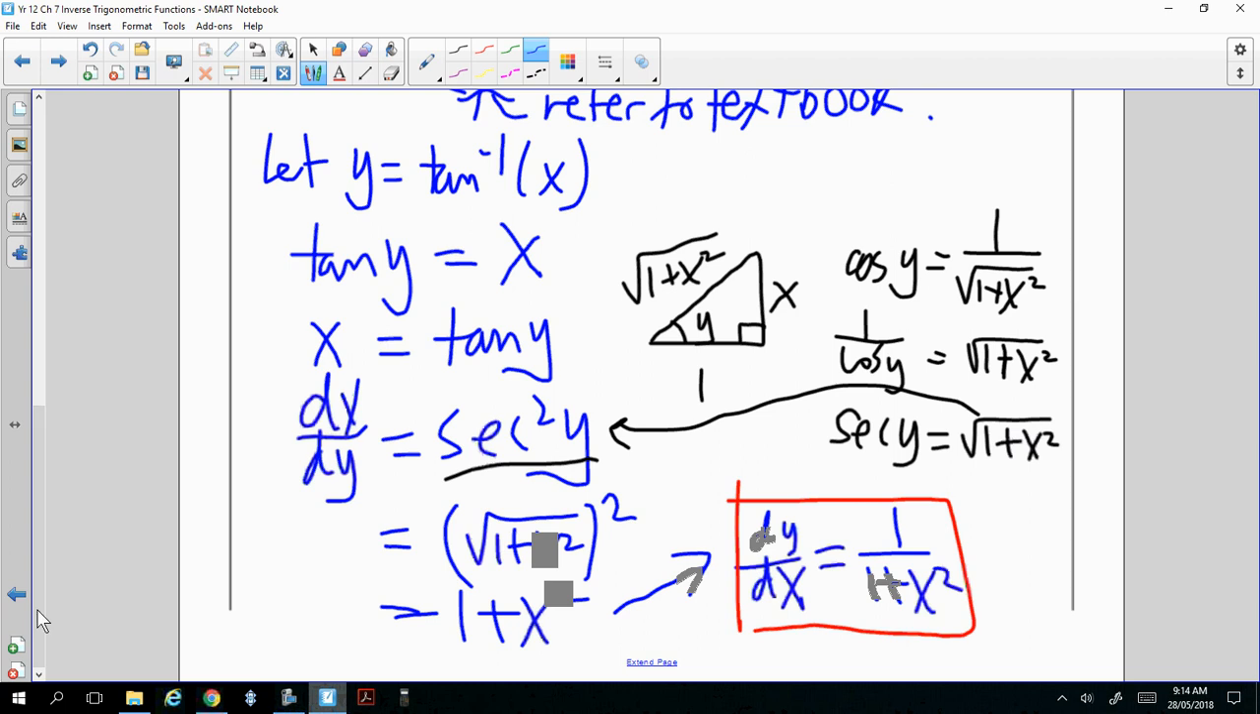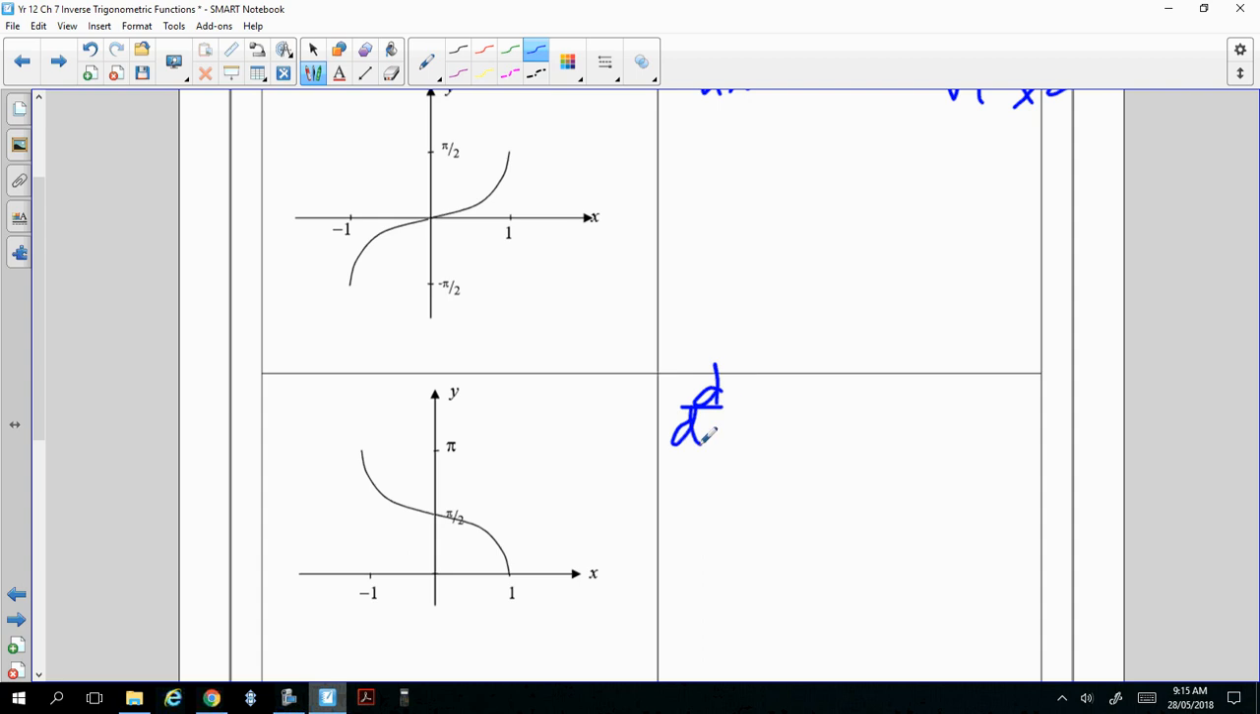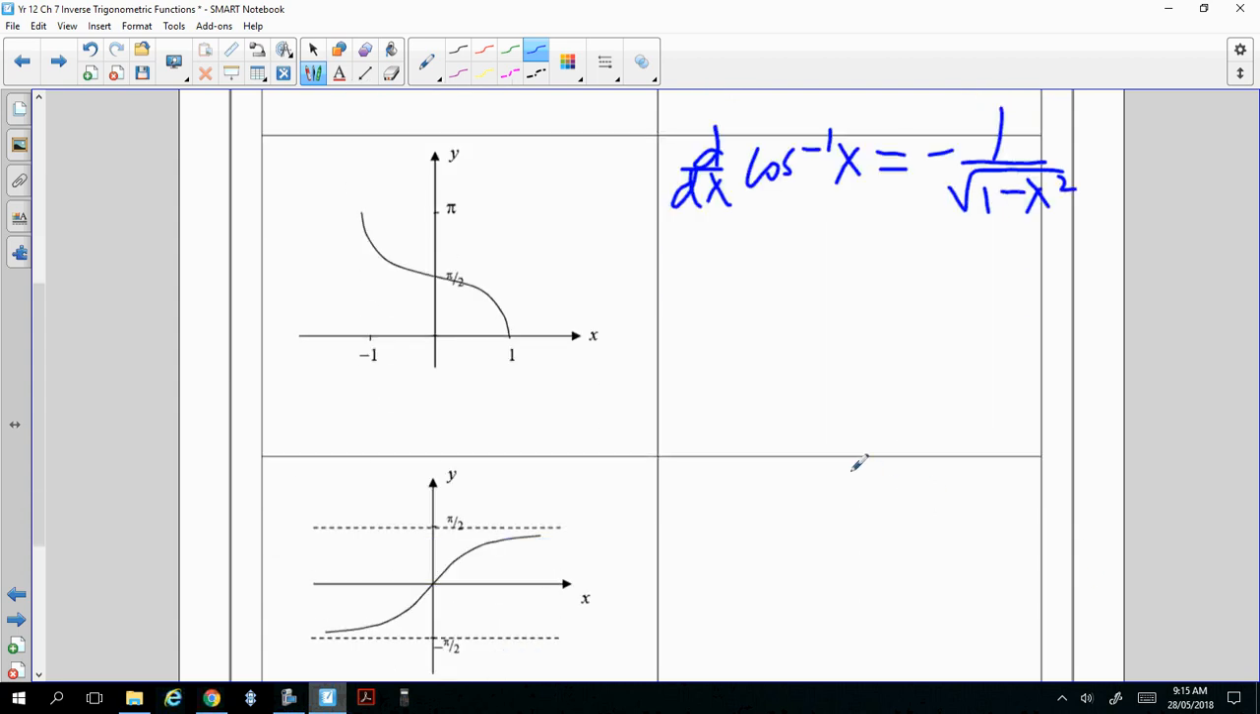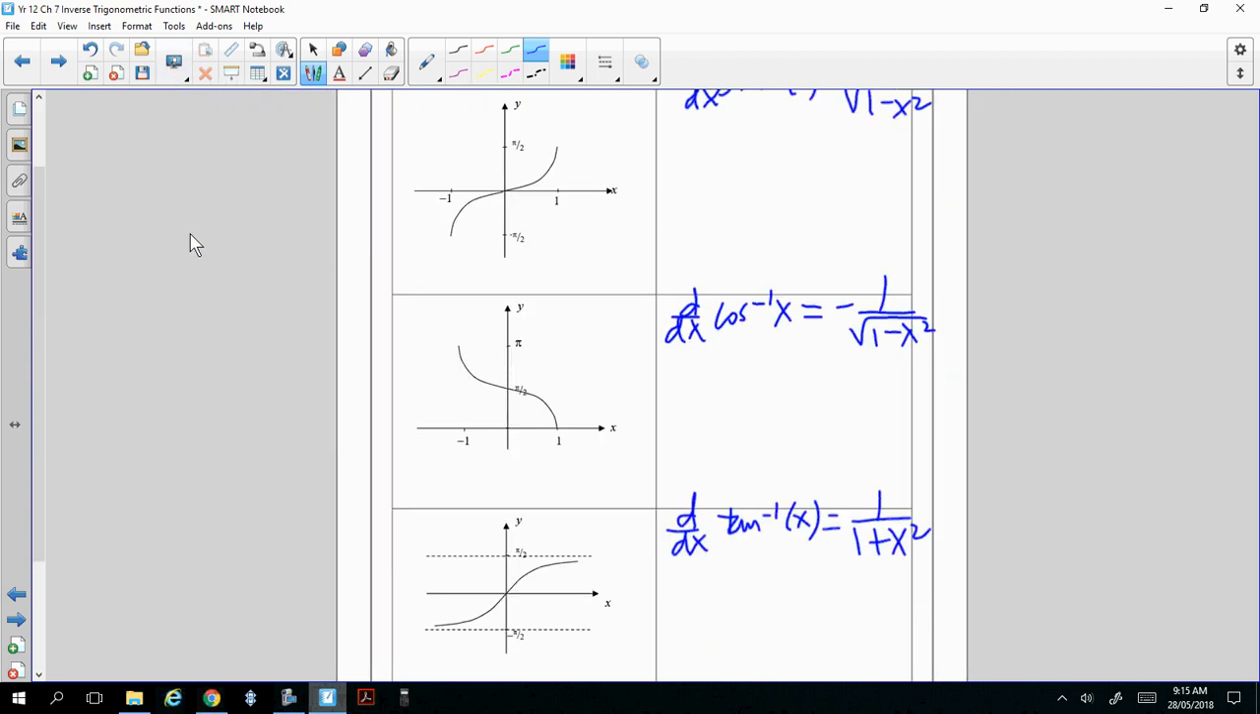Let's write them down. If I differentiate sine inverse of x, you get 1 over the square root of 1 minus x squared. If I differentiate cos inverse of x, you will get the negative of that. And if you differentiate tan inverse of x, you get 1 over 1 plus x squared. Let's look at the formulas in more detail so we can relate to this. All three are on the board.